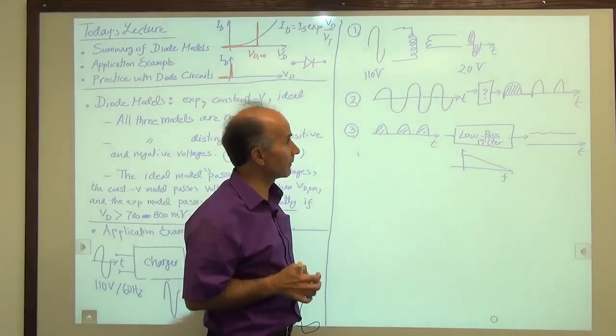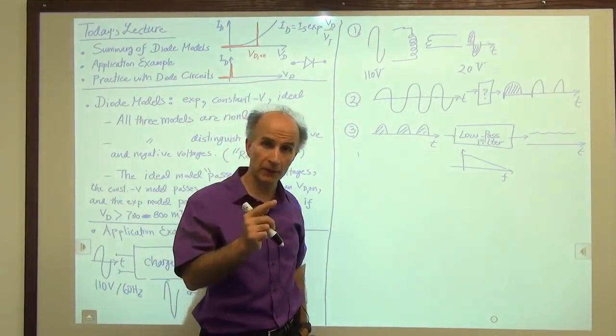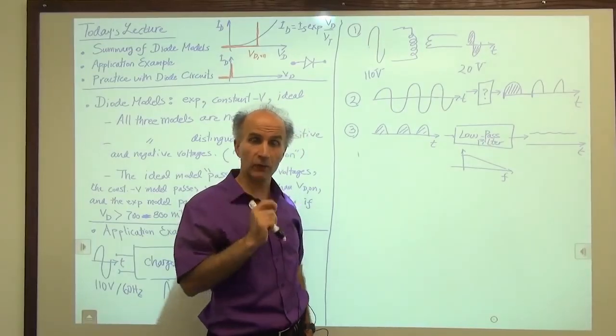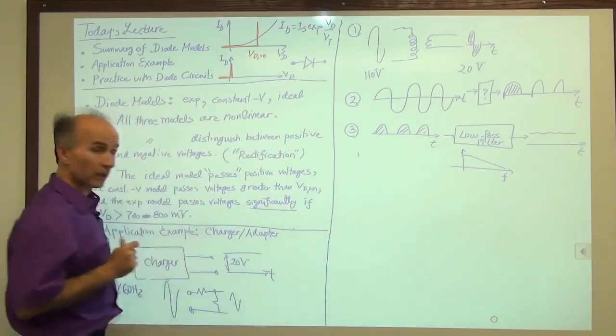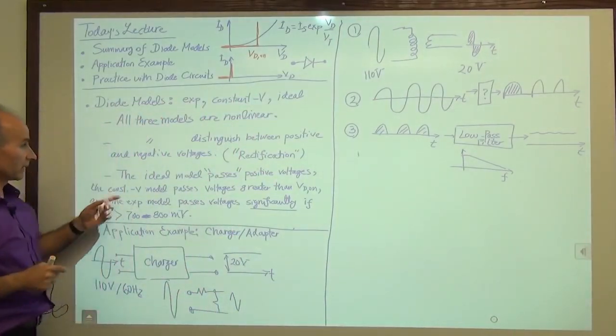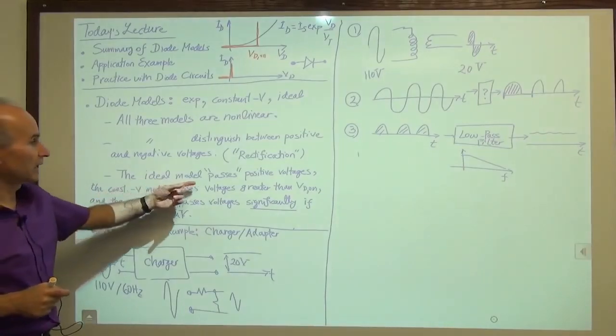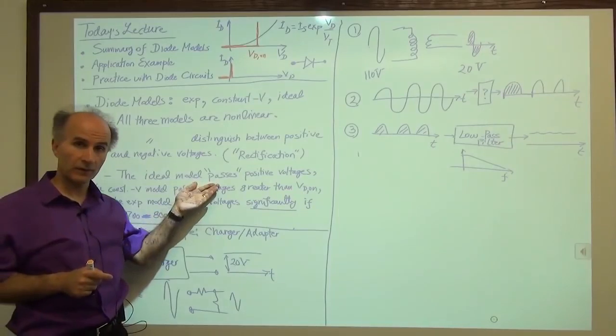Okay, so what is inside that black box? That black box says, I pass positive voltages and I block negative voltages. And of course we know what that is. That is a diode. Ideally, an ideal diode, right? Because that's what the ideal diode did. It passes positive voltages and stops negative voltages.